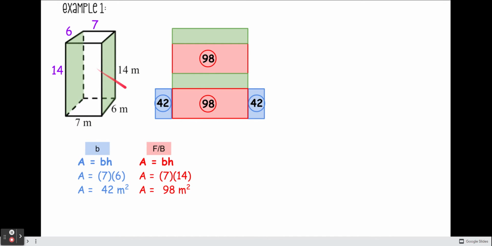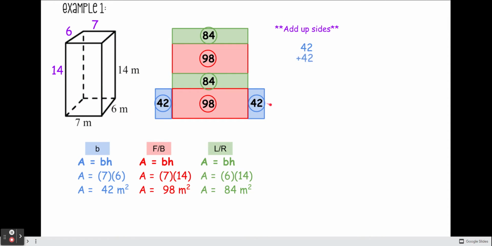Let's do the sides now. Call that the left and the right side. The formula is base times height because it is a rectangle. And what is the base and height? Let's see, it's 6 and 14. Well, 6 times 14 equals 84, which means this is 84 and this is 84. So how do you find the surface area of the whole thing? You just add it up. So 42 plus 42 plus 98 plus 98 plus 84 plus 84 equals 448 meters squared.